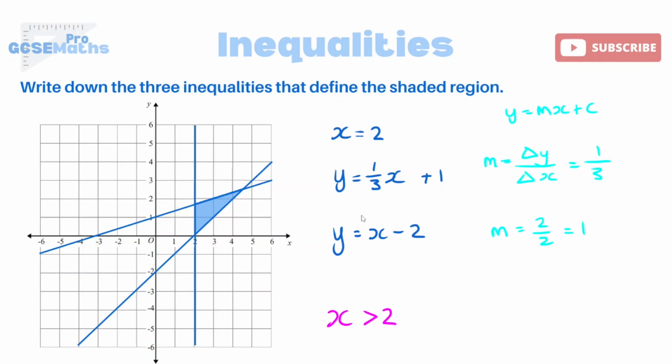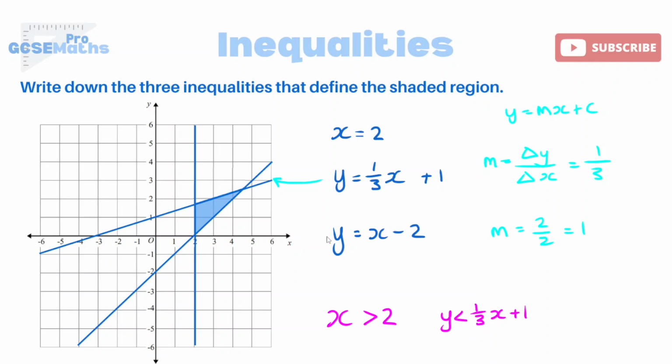Now the other two, remember, we're referring to it as vertically. Are we referring to the shaded region as above or below the line? So let's say this one here, which we know as y equals a third x plus 1. The shaded region is below it, isn't it? It's below it. So y is less than the line. The line being the bit on the other side of the inequality, okay? So it's less than that.